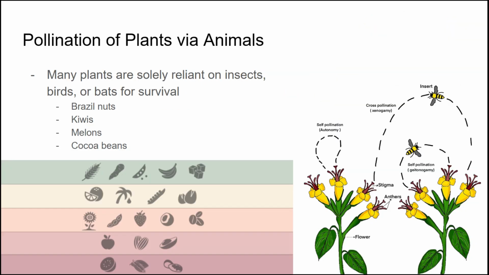So, pollination is a process that can rely heavily on the help of animals. This is because many plants are solely reliant on insects, birds, and bats for survival. This chart down here shows plants that are entirely reliant on pollination down at the bottom in the red. And as it goes up, pollinators are less essential to these plants. However, the vast majority of plants rely on pollinators in some sense.